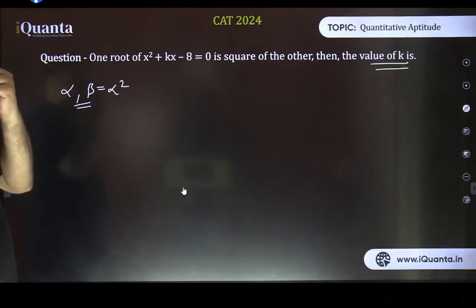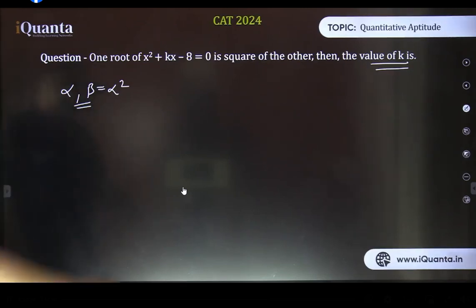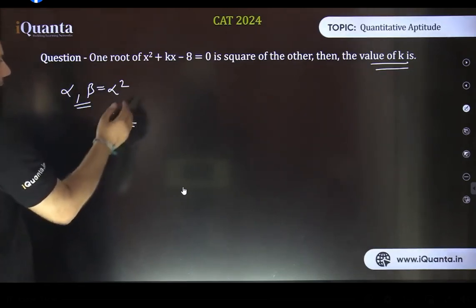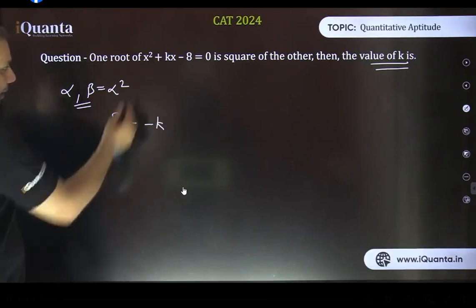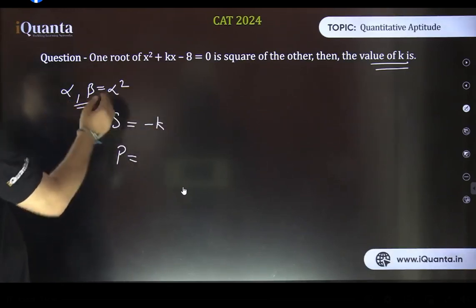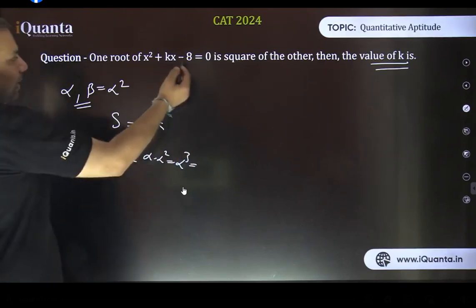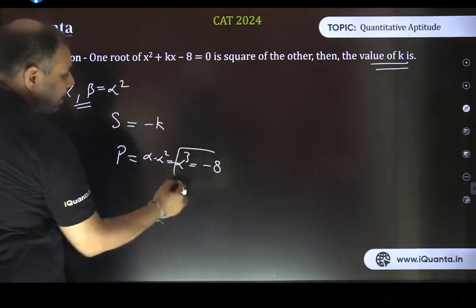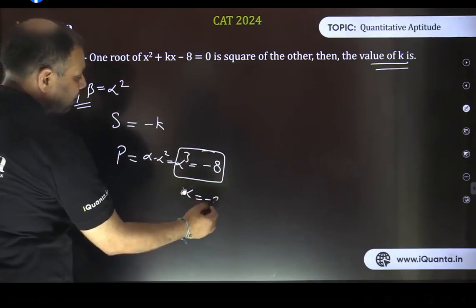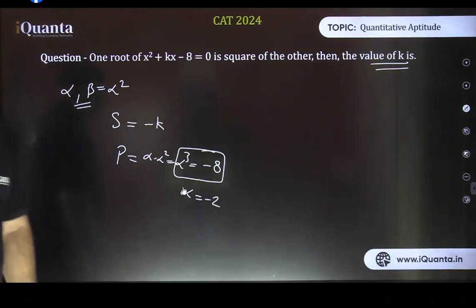If one root is alpha, the other must be alpha squared. So we know the sum of the roots and the product of the roots, isn't it? The sum of the roots is −b/a, that is −k in this case, and the product of the roots, that is alpha into alpha squared or alpha cubed, is equal to c/a. c/a means −8. So from this you can easily find the value of alpha. Alpha comes out to be −2. Yes or no? Yes, alpha comes out to be −2.